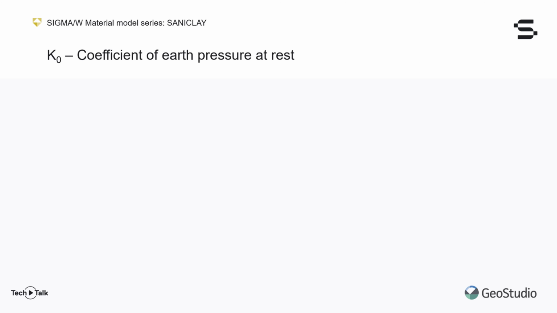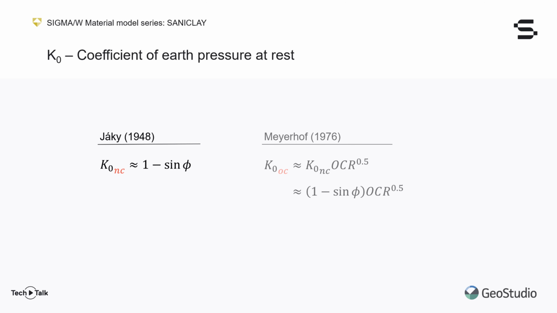You are probably already familiar with Jaky's equation, which is often used to estimate K-knot for normally consolidated cohesive soils. But when that very same soil becomes over-consolidated, K-knot can in turn be estimated from the over-consolidation ratio and K-knot NC. An equation developed by Meyerhof is often used to estimate K-knot once over-consolidation sets in.